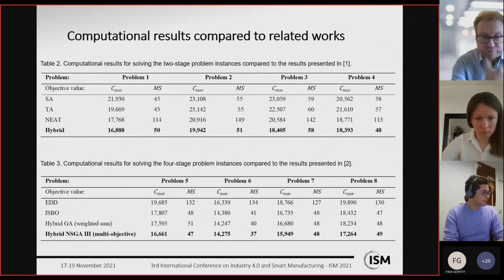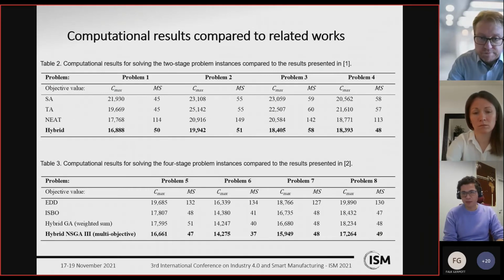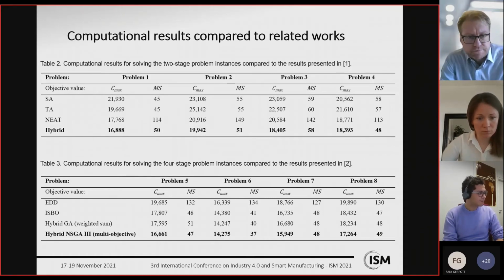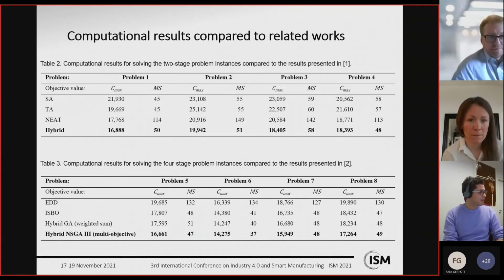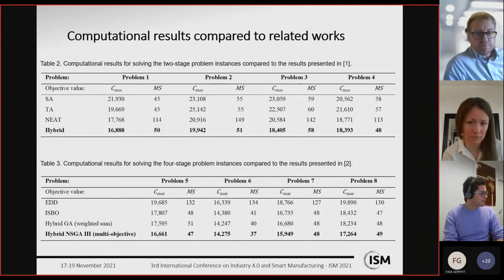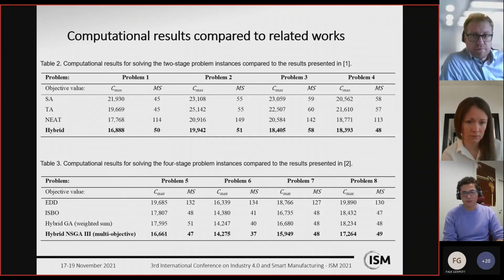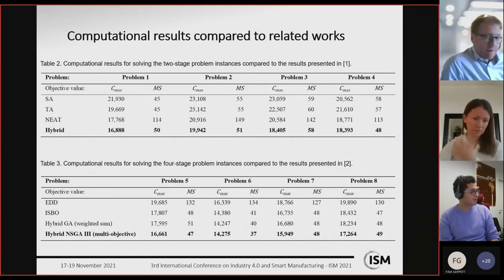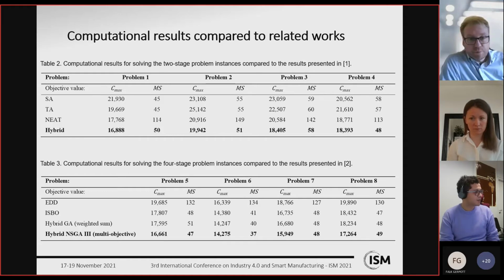In comparison to related literature, as the published work in 1, we compared our techniques to the so-called NEAT, which is a neural network-based solution, taboo search and simulated annealing. And we can see that in terms of minimizing the max spans, we are marginally outperforming both metaheuristics and very close to NEAT, while in terms of minimizing major setup times, the difference in comparison to NEAT is significant, while taboo search and simulated annealing report better results.